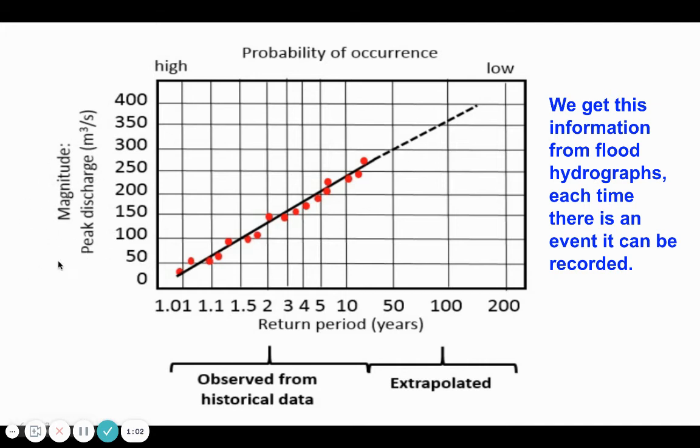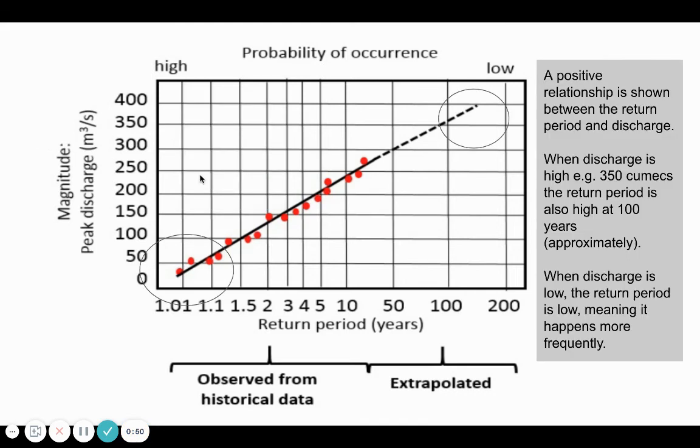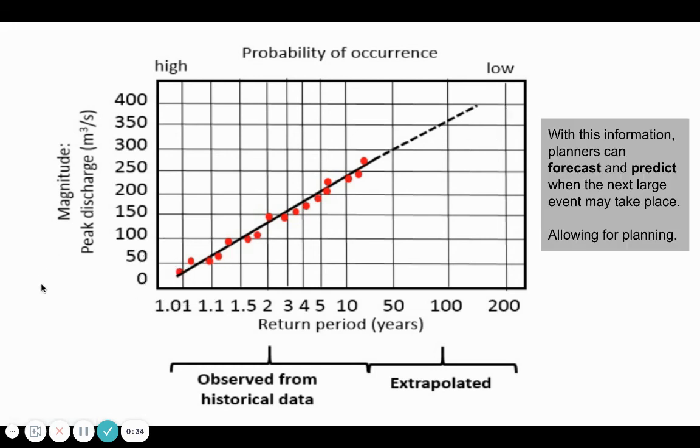You can see that there's a positive correlation here. So magnitude means the size. So I'm saying here something with a peak discharge of 350 cumecs is very, very high. So this information is really vital for planning. So I can see a positive relationship. When discharge is high, so 350 cumecs, then the return period is also high. So I hardly ever have that. When discharge is low, then I'm going to see that I get this maybe quite regularly. So it might be every year, every month.